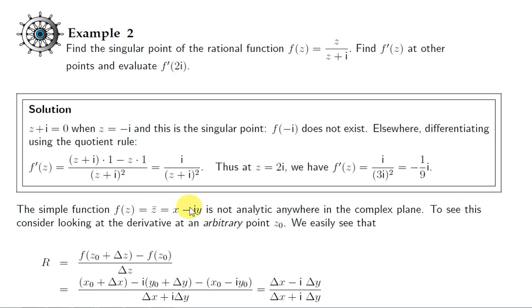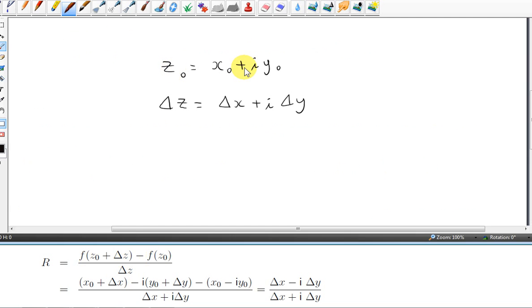Here is an example of a function that is not analytic anywhere in the complex plane. So f of z equals z bar. Let's take an arbitrary point z0. We have to calculate this quotient in order to get the derivative of the function f at z0. So z0 is our arbitrary complex number. Let's say it's x0 plus i y0, and we need to add onto it this small increment delta z.